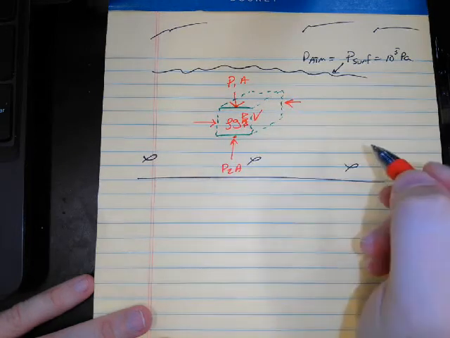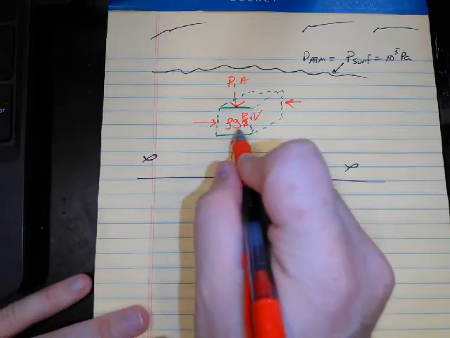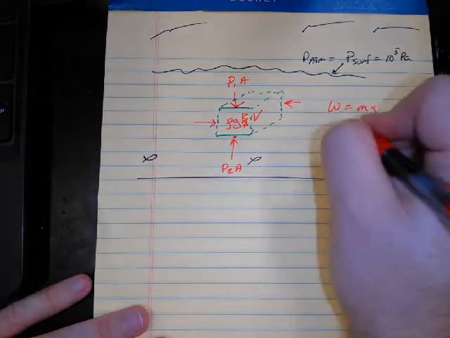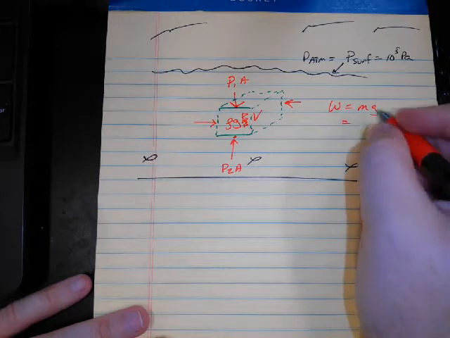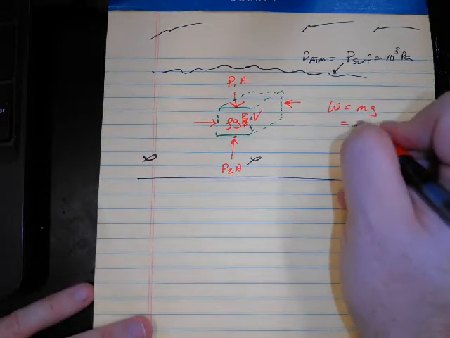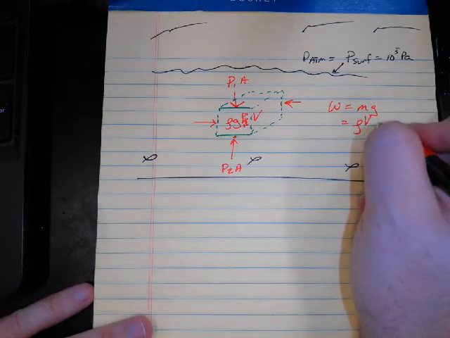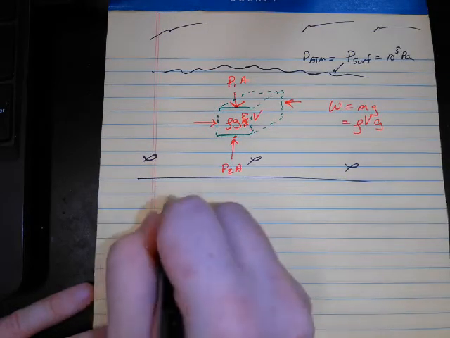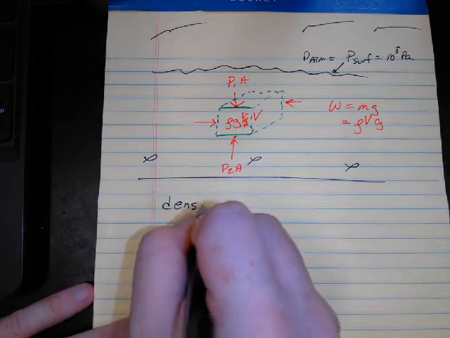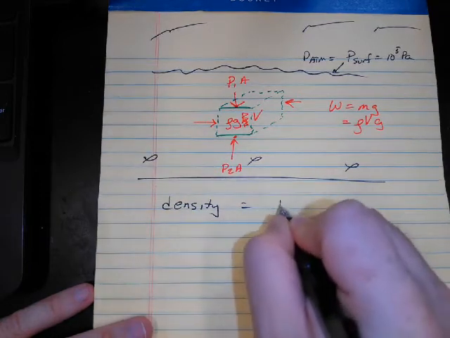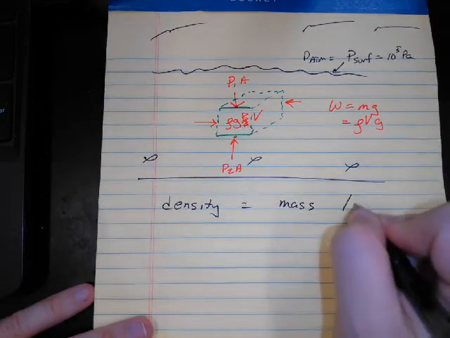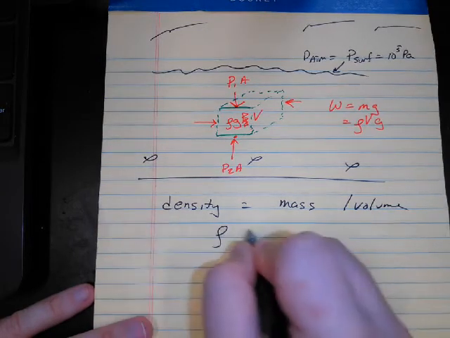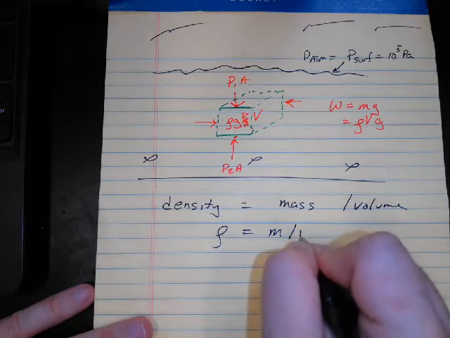No, it's rho G times V. Yeah, that's what it is. Density times volume times G. So the weight is mass times G, but we know mass can be written in terms of density. So density times volume times G. And I should be clear about this: when we write density, our symbols here are going to be rho is M divided by V.